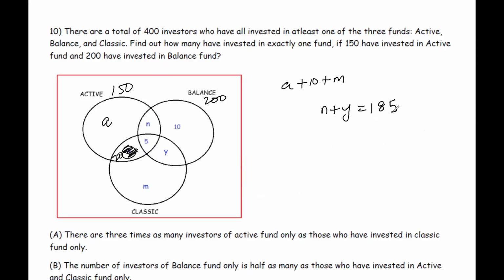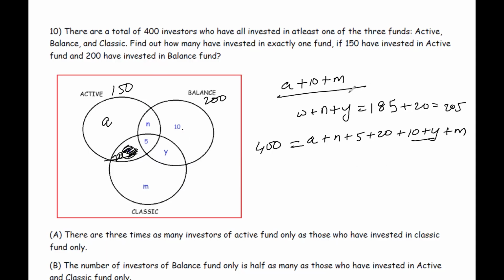So we know this N plus Y is 185 and this W part is 20. So plus 20, right? So that's 205. Now, if you look at this diagram out here, the 400 is equal to A plus N plus 5 plus 20. That is the entire 150, right? But we'll just write it as A plus N plus 5 plus 20 plus 10 plus Y. This is from the B portion. So once we cover this circle, then 10 plus Y plus M is what is remaining, right? And we need to find out A plus 10 plus M. All right. Yeah.